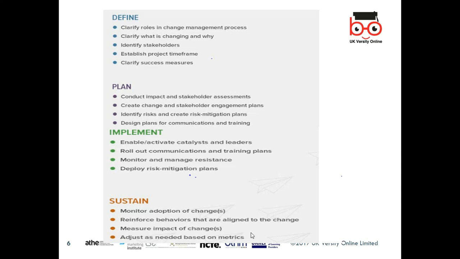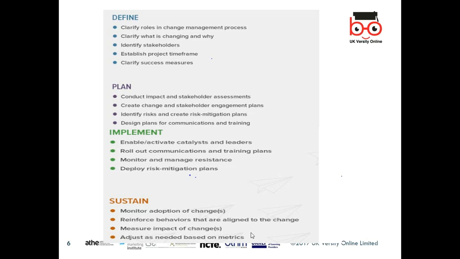We need to identify stakeholders. Which stakeholders are going to be impacted by this change? We need to take them on board. If we don't, what will happen? They will go to the union, and the union will go on strike. We will be in the media, and we will get bad press. That's why it's very crucial that we take them on board.